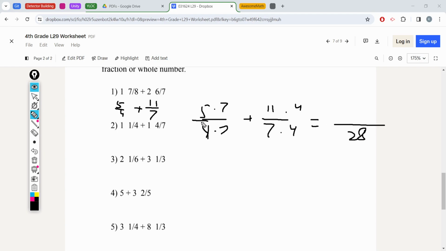And then we add these two. 5 times 7 is 35. 11 times 4 is 44. When you add them, you get 79. So that's our final answer, 79 over 28.